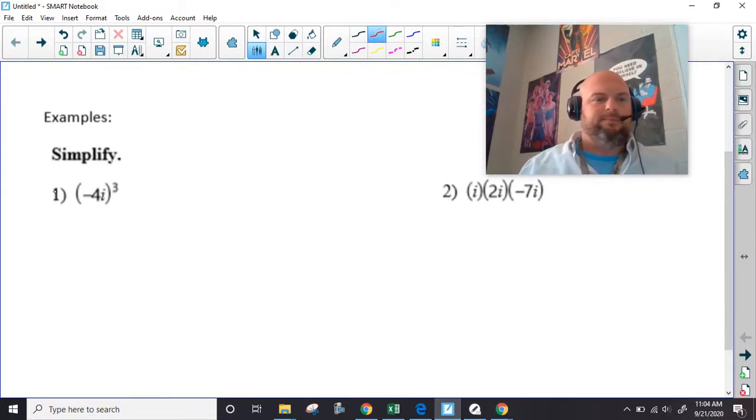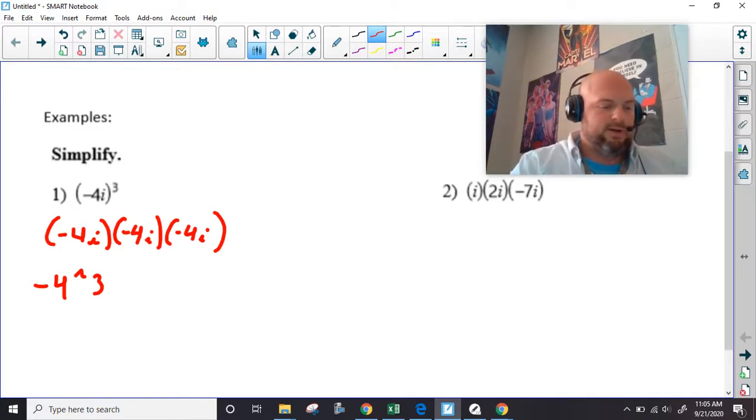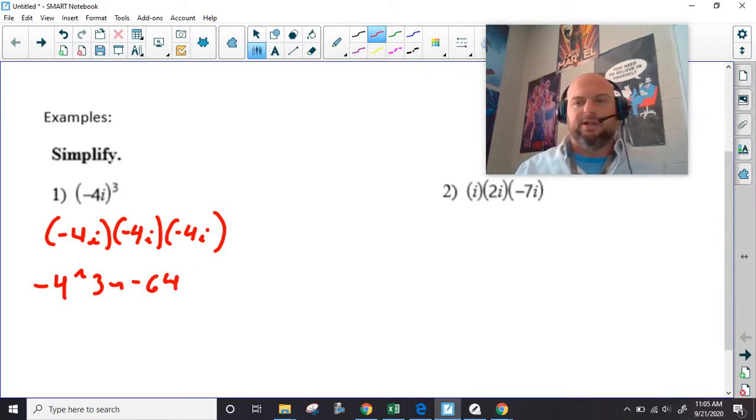All right, in here we have (-4i) cubed, which is basically -4i times -4i times -4i. This is when I would actually get the calculator and do this. I would actually raise -4 to the third power. That will give me -64. All right, good. I've got the number part.